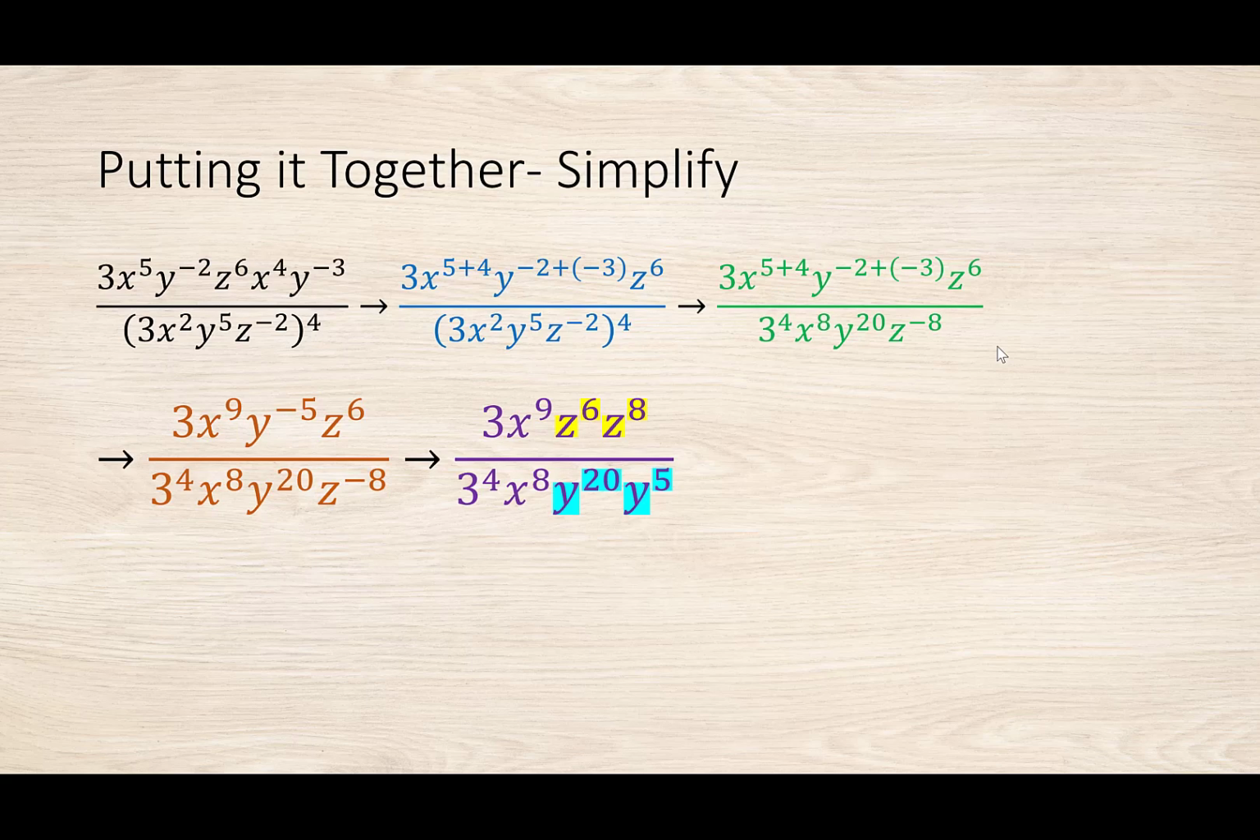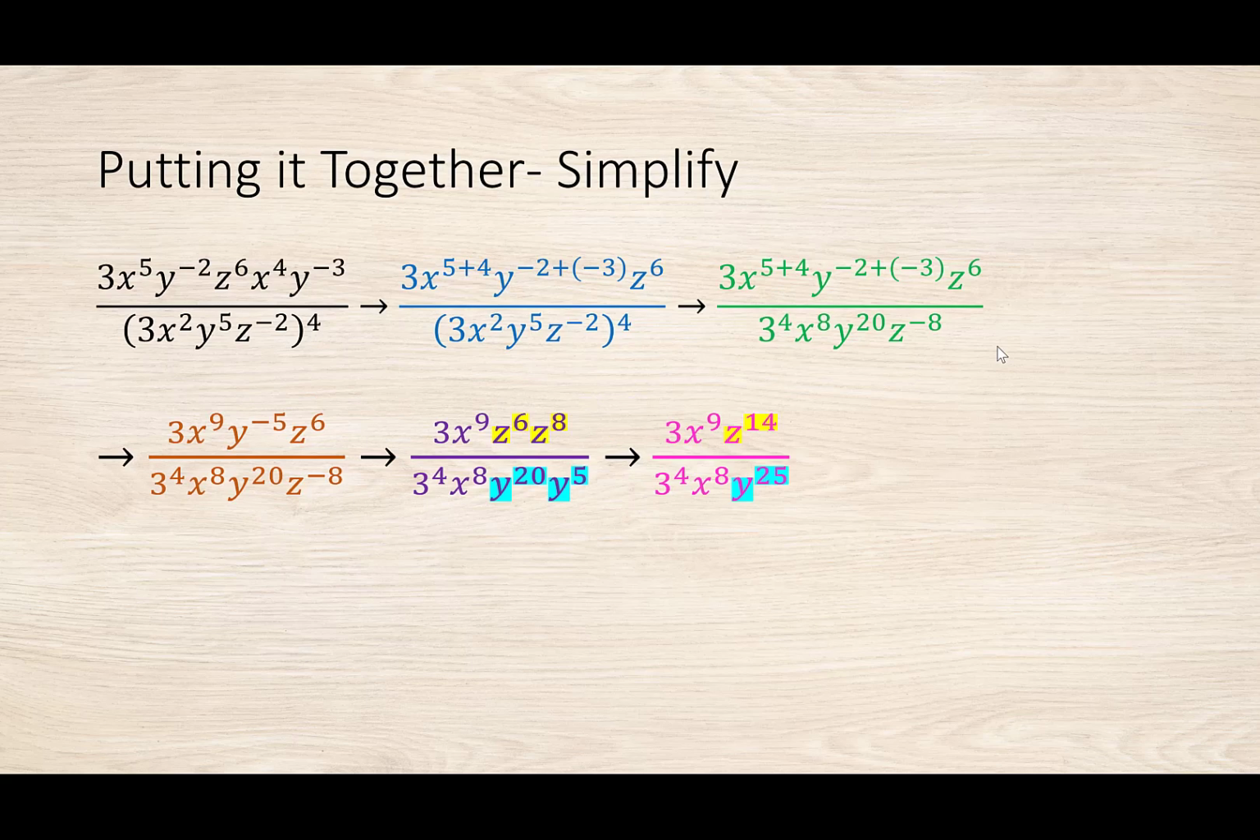Then I noticed that I have 2 sets of y's up top and 2 sets of y's on the bottom. So I'm going to go back to that power rule and I'm going to combine those. I'm going to add those exponents. And this time I actually did. So 6 plus 8 is 14, 20 plus 5 is 25. So I added those exponents together.